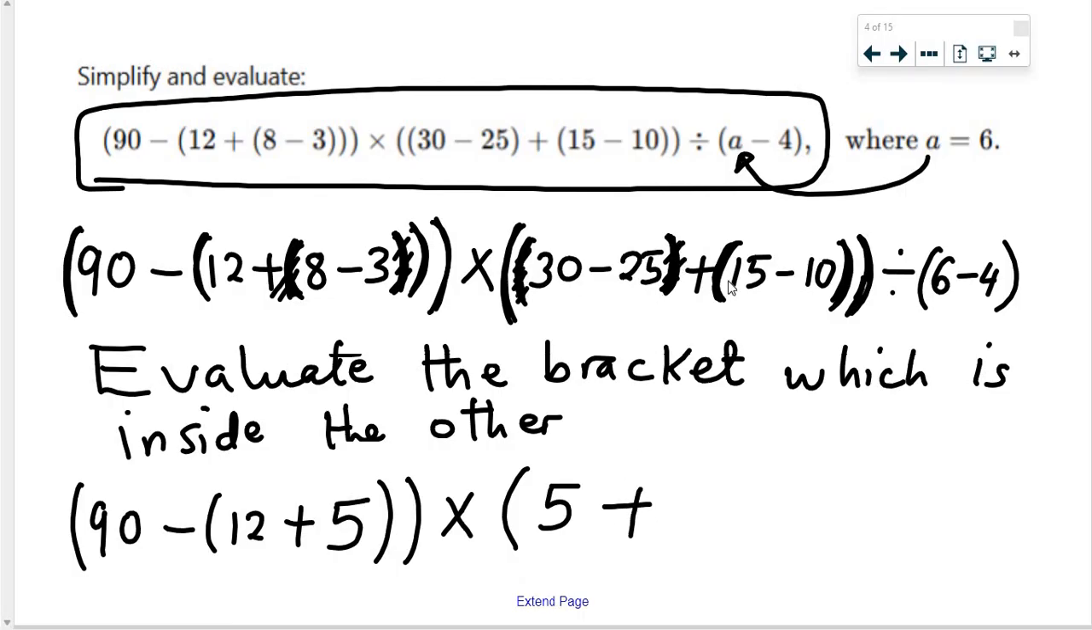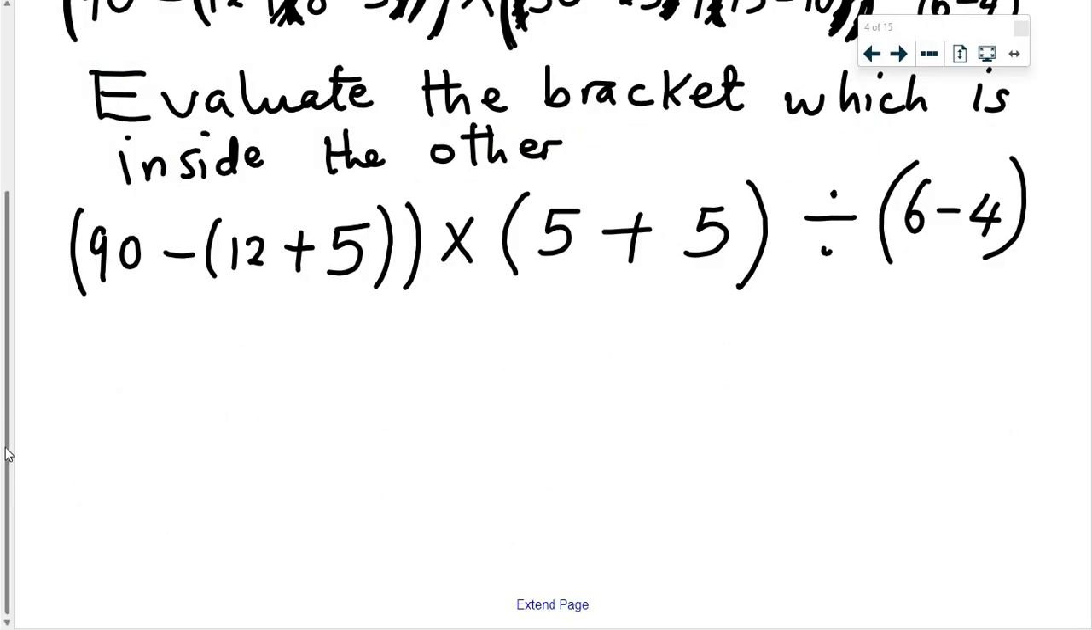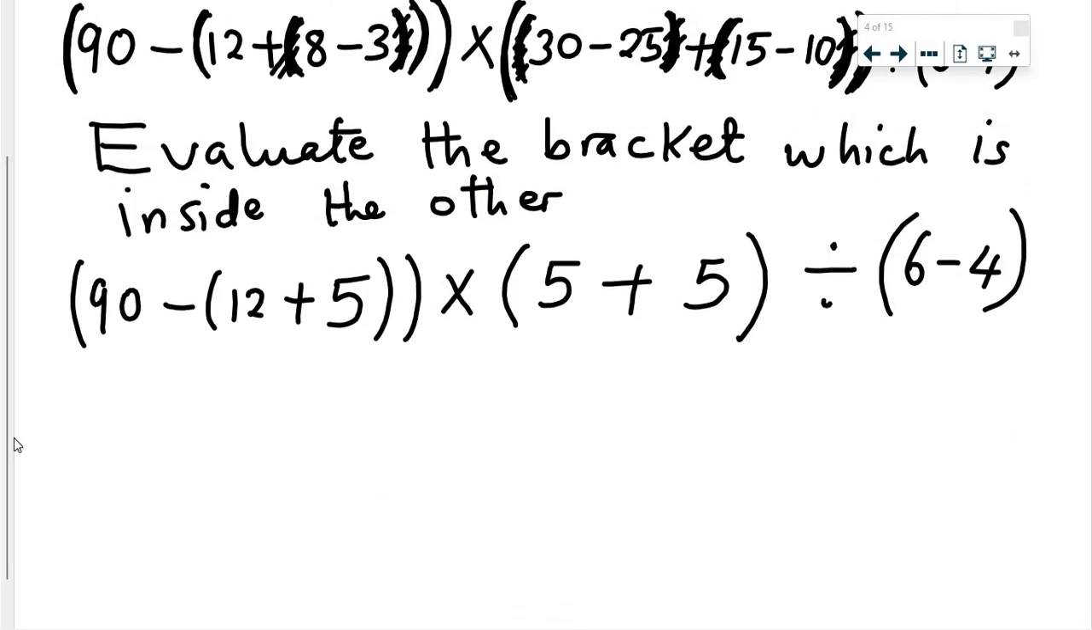Then plus, then evaluate this bracket. 15 minus 10 also is 5. The moment you write 5, this bracket has gone off. Then you're going to close this bracket here. Then divide by 6 minus 4. Okay? Now, we still have another bracket here which is inside this bracket.